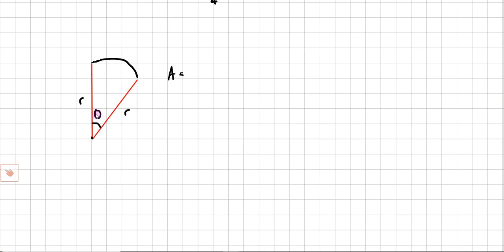So I would need to have theta. So it'd be r squared times theta over 360. Okay, so we're going to do theta out of 360 of an entire circle, pi r squared. Got that? All right. Is there any other way to write that? It's not in the book, by the way.